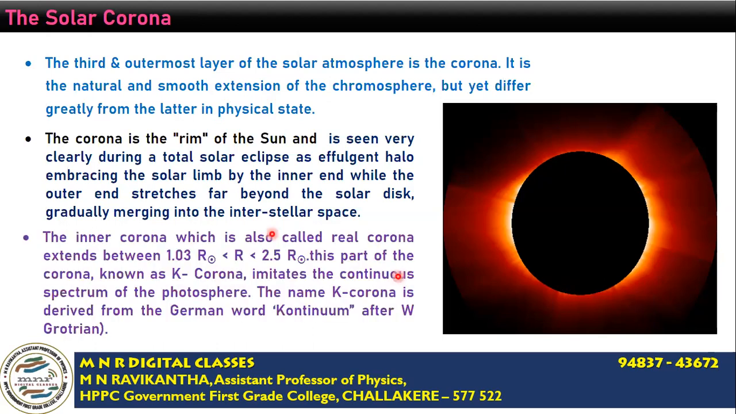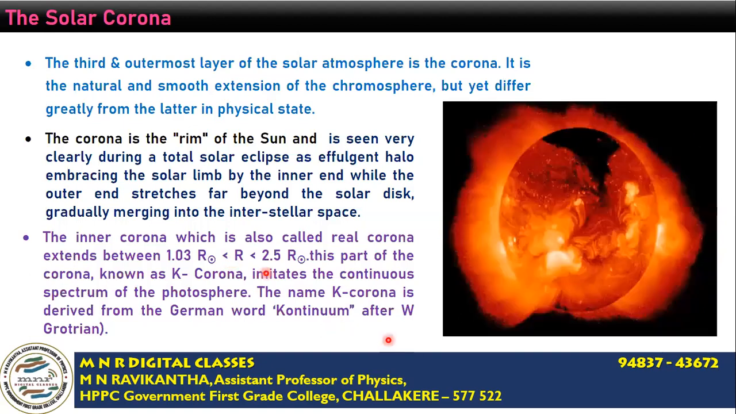The inner corona, which is also called the real corona, extends from 1.03 times the solar radius to 2.5 times the solar radius. This part of the corona is known as the K corona and imitates the continuous spectrum of the photosphere. Therefore, its name is given as K, where K stands for continuum, derived from the German word. Now observe here, this is the corona part of the sun.